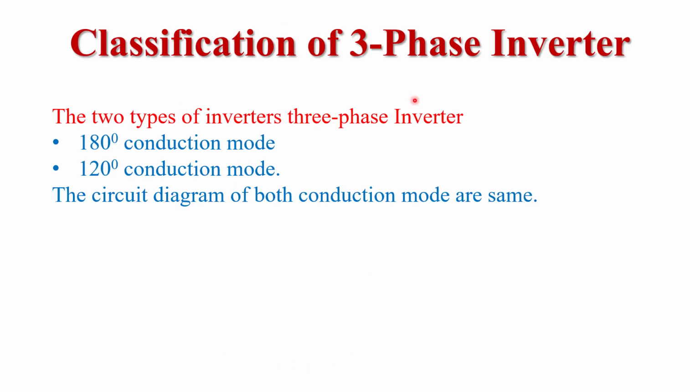Now, classification of 3-phase inverter. There are 2 types of 3-phase inverter. First is 180-degree conduction mode and second is 120-degree conduction mode. The circuit diagram for both conduction modes is the same.